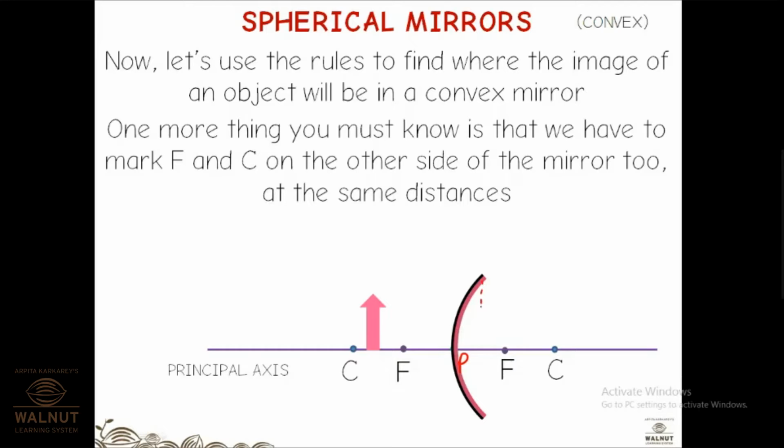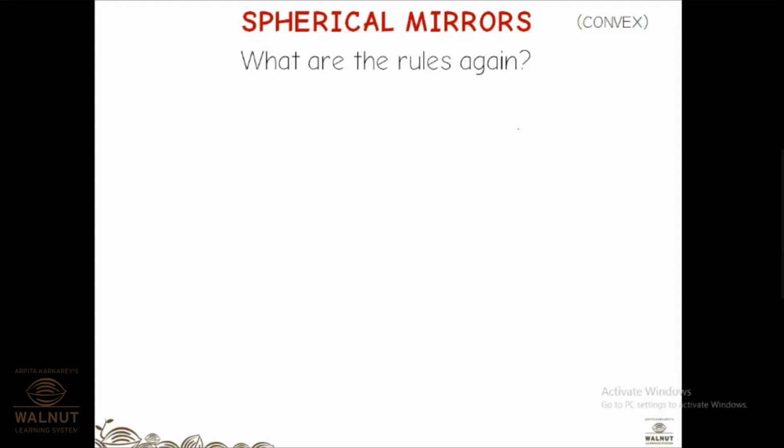One more thing I would like to add. This diameter of the spherical mirror is known as aperture. Aperture. This is known as aperture. So with this, we will just go to the next part.